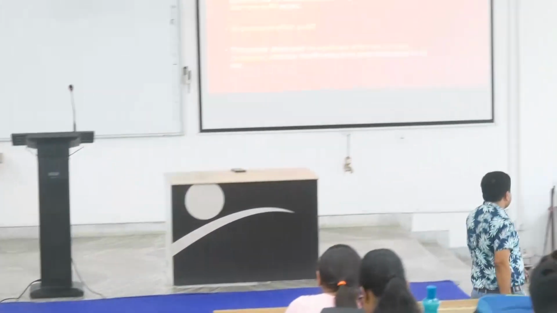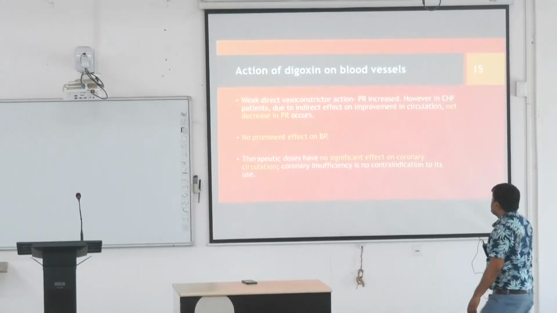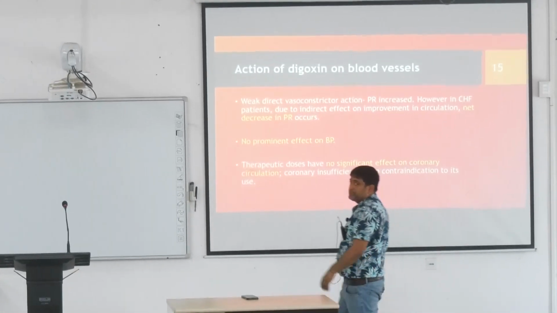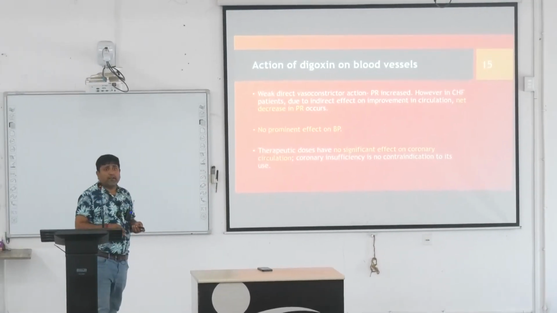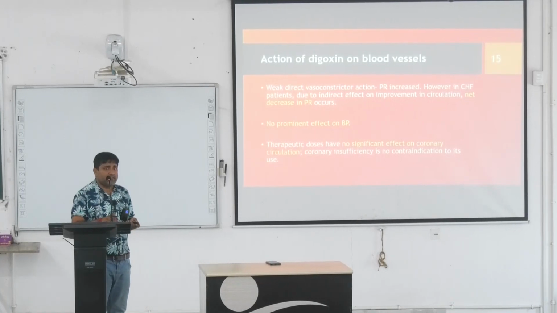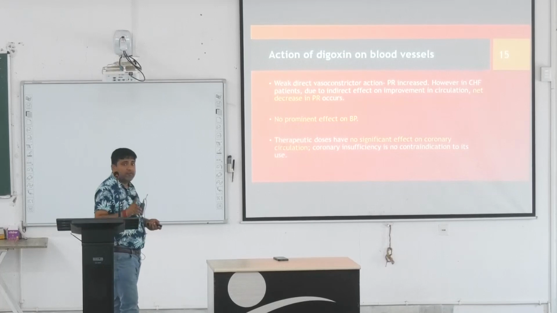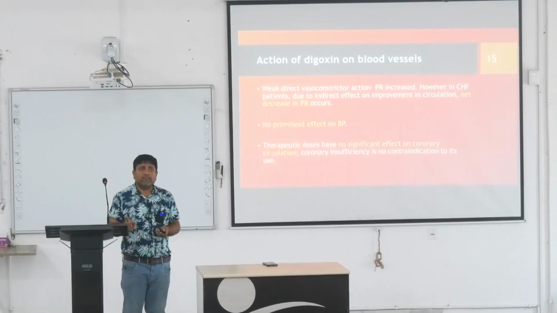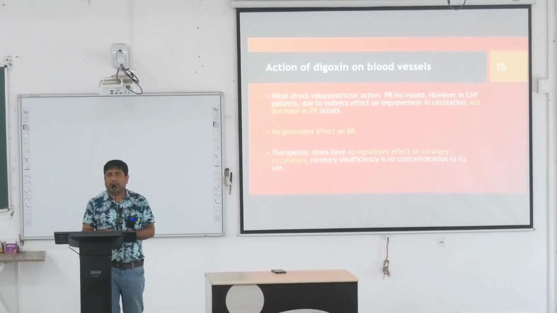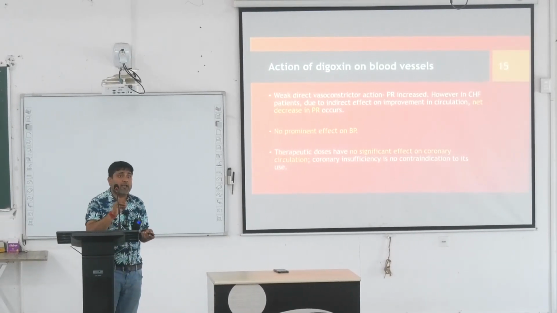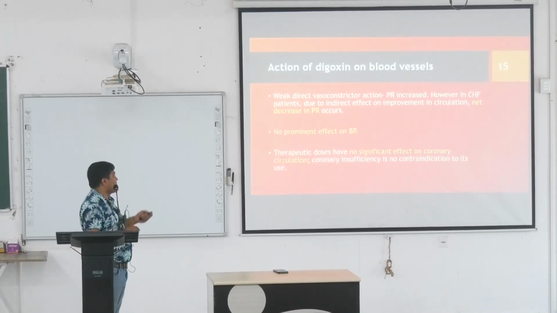Now these were all on the action of digoxin on the heart. Now, action of digoxin on the blood vessels. It has a weak direct vasoconstrictor effect. As a result, peripheral resistance is increasing. However, in a congestive heart failure patient, because of the increase in contraction, there is abolition of reflex sympathetic overactivity, and as a result, the action of digoxin in the heart failure patient is a decrease in peripheral resistance.